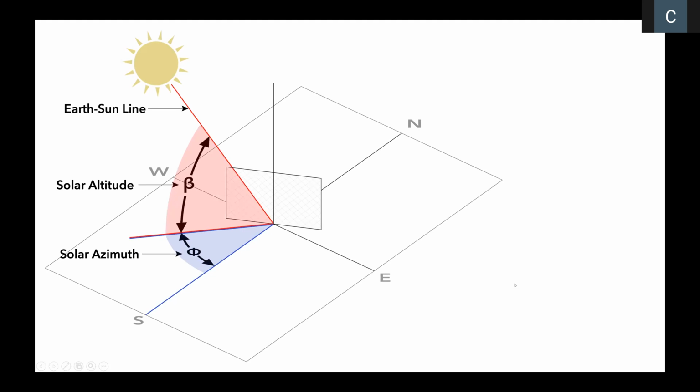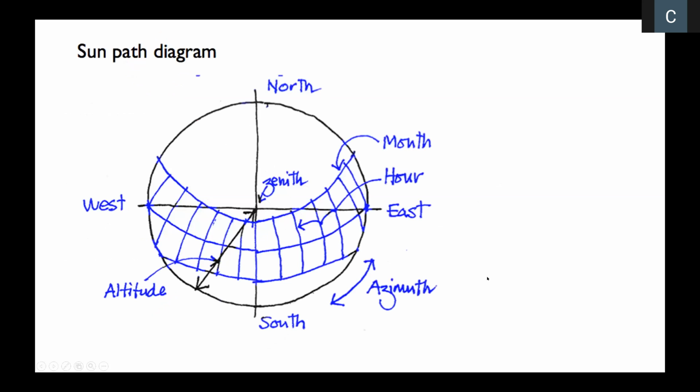Again, these are the two primary angles that you should have as your bread and butter angles: solar altitude and solar azimuth, all measured for a given point of interest. You say this is the solar altitude from this point, this is the solar azimuth from this point, and you use this Earth-Sun line in order to generate those two angles. Now let's talk about sun path diagrams.